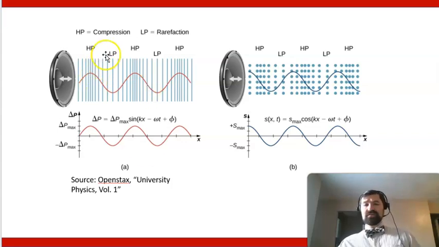Okay. This one right here, the picture is trying to convey pressure. These lines, where they're more closely spaced, are meant to convey that this is a high pressure region, HP for high pressure, or a compression region. And where they're less densely spaced, this is low pressure or rarefaction.